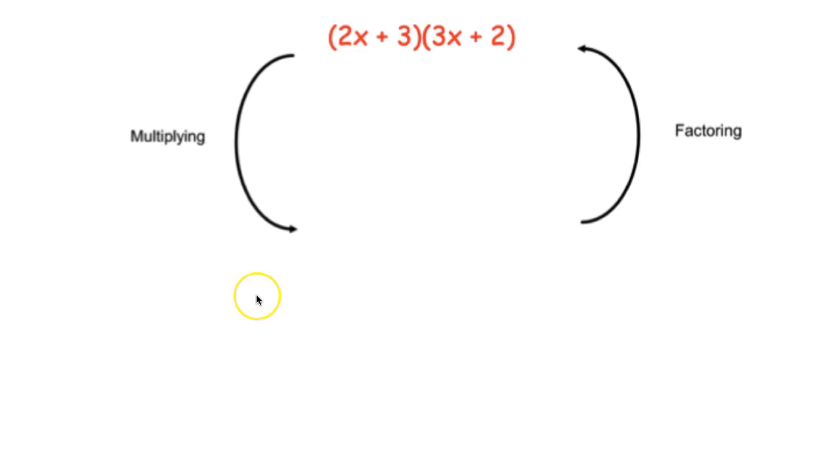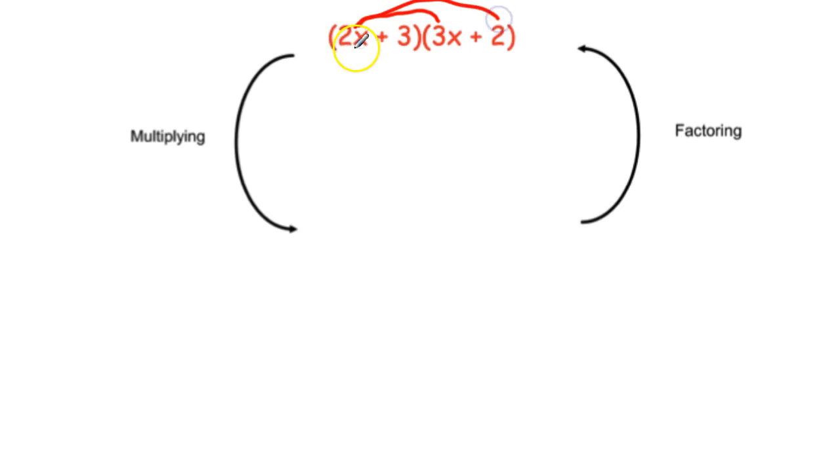So, today we're going to do some factoring trinomials. I want a quick review. Right here, we're multiplying two binomials. So how do I do that? Well, I take each term in the first binomial and multiply by each term in the second binomial.